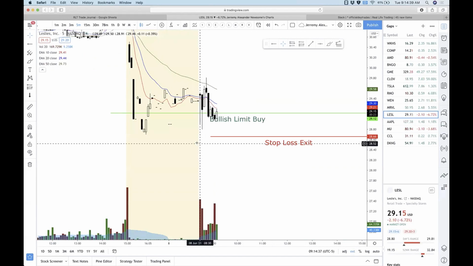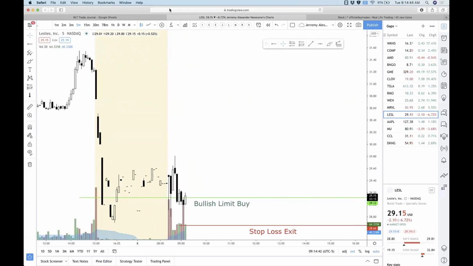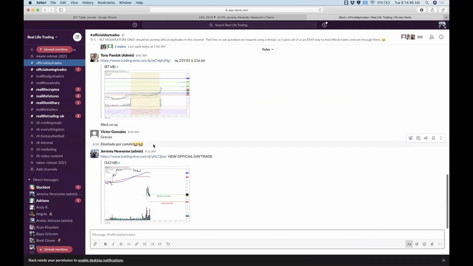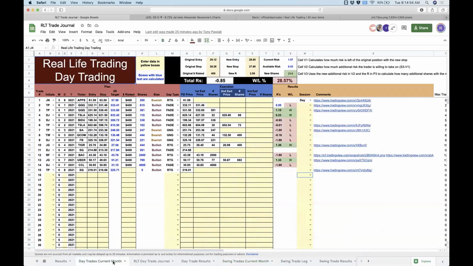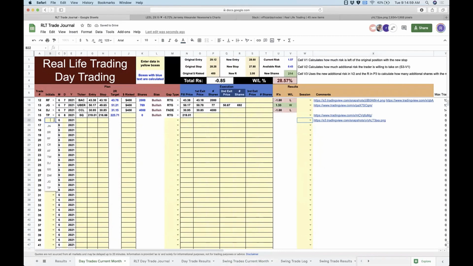Yeah, man. And stop is below the pre-market low. So it's a fade for sure. It's an aggressive fade. I'm more or less playing that one off of volume. Okay, so today is the 8th. LESL 29.12 by 28.66. Fade. And haven't gotten filled on it yet.